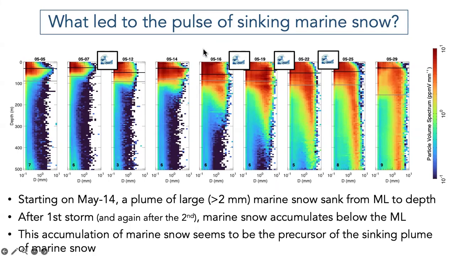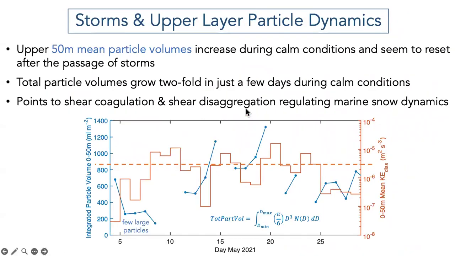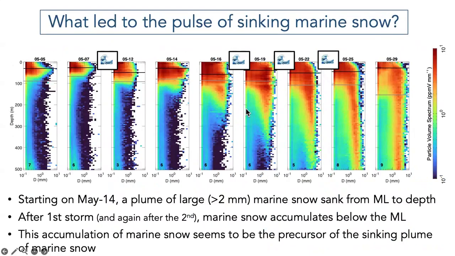The next set of questions here is, well, what causes this plume? We can sort of see that this plume happens and it works its way down. So what caused that to happen? Starting at about the 14th, we can start to see an inkling of this plume starting and working its way downward.